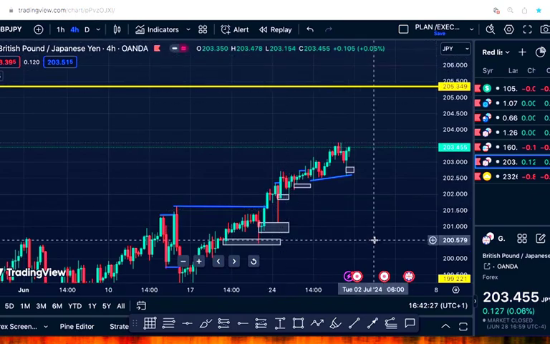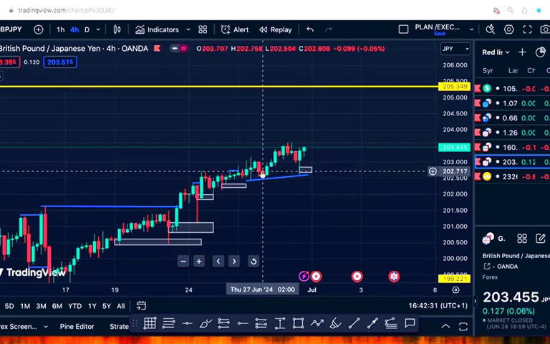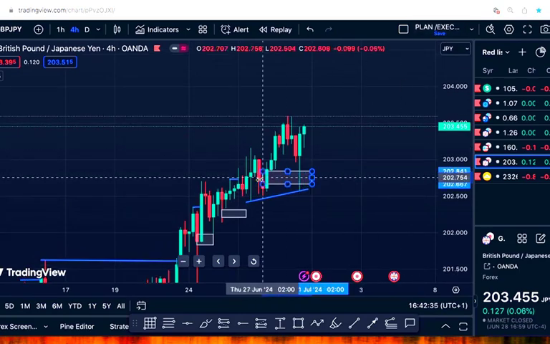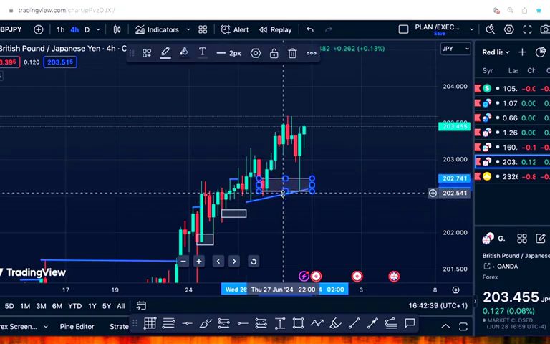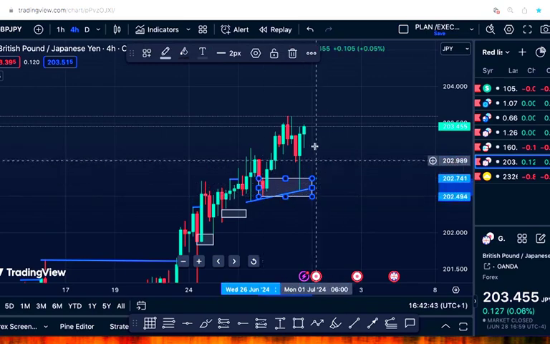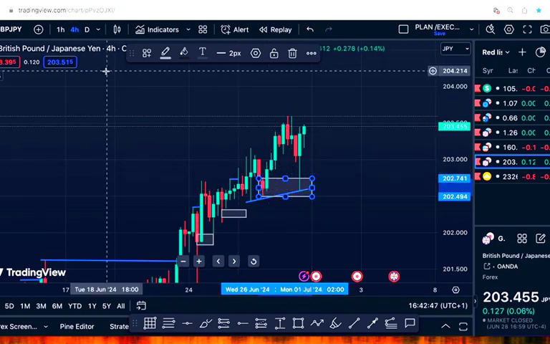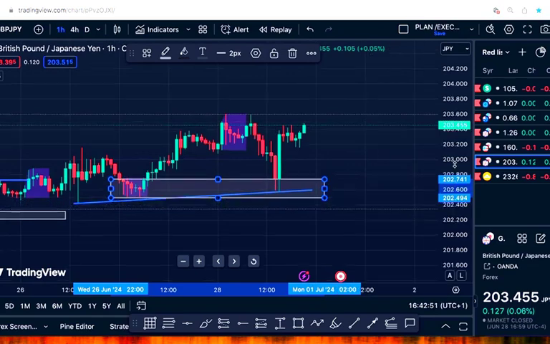If I move to the 4-hour, we find that price has already mitigated this demand zone, I mean to say, sorry about that. Price has mitigated this demand zone and moved to the upside. It did not break the low, so price has moved to the upside. So what are we expecting from price in the coming week? Let's move to the 1-hour time frame and see if we will get some trading opportunities.